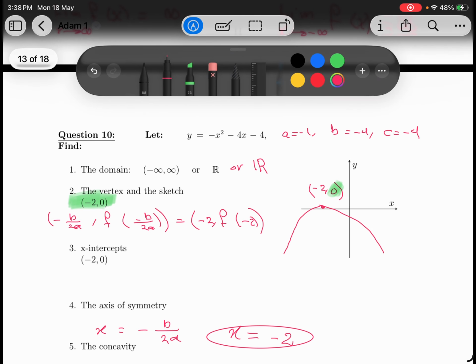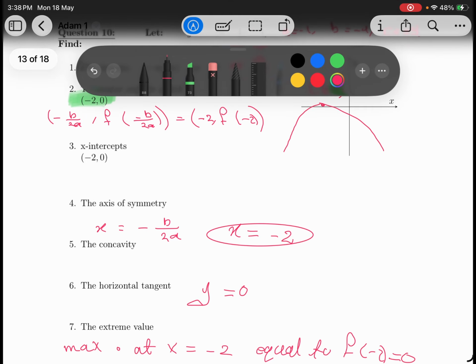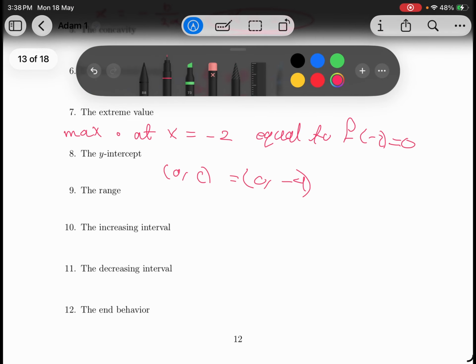And here the range. The range is everything below the maximum value. So the maximum value is 0. What is below that 0, from minus infinity up to 0? So the range here is everything less than or equal to 0. So 0 is included. So 0 and whatever is below.